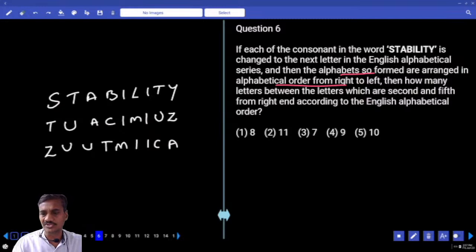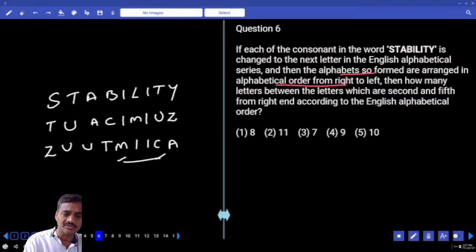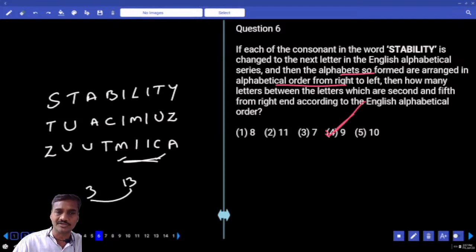Then which letters are second and the fifth from the right? Second is C, 1, 2, 3, 4, 5, M. Now between C and M, in the English alphabet, how many letters do we have? 9. C value 3, M value 13, 13 minus 3 is 10, minus 1, because in between is asked. Hence 9 letters. Difference is 10, in between is 9. Hence choice for question number 6.